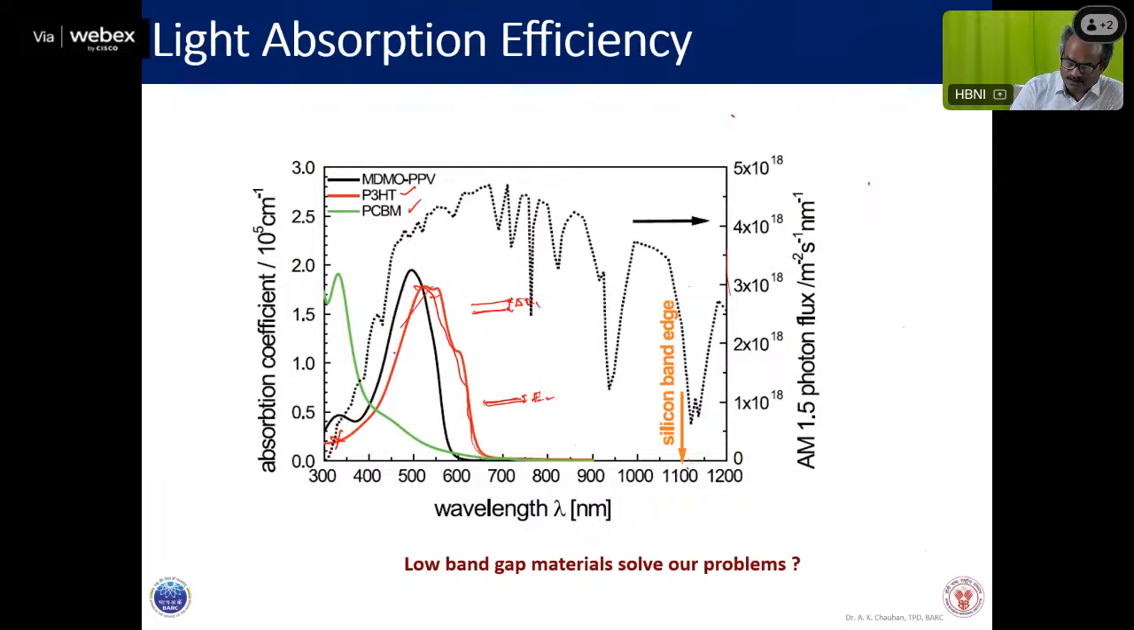So only this much spectral portion can be absorbed, and therefore whatever you have absorbed, you will get efficiency accordingly. So absorption is low, so efficiency is going to be low. So this depends on the wavelength. So it depends on the band gap.